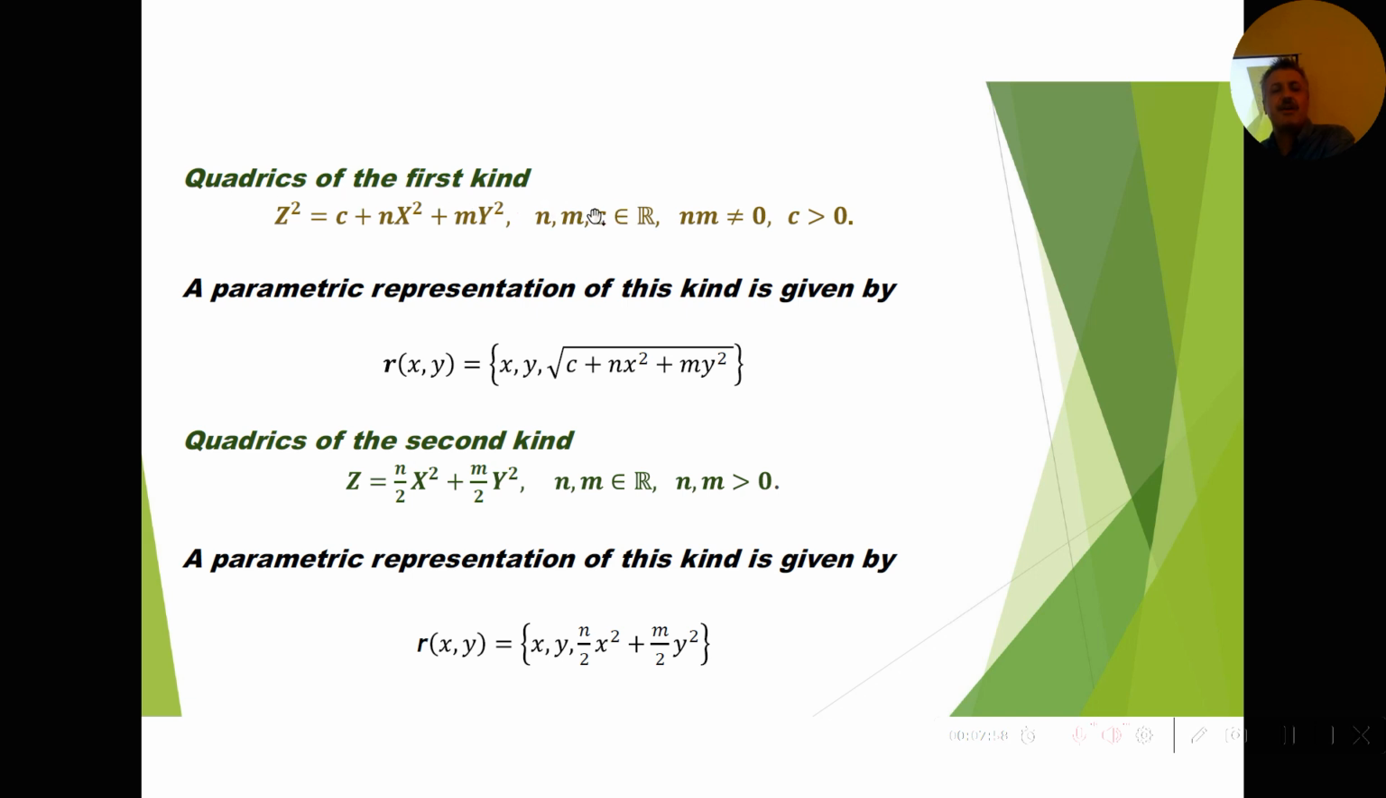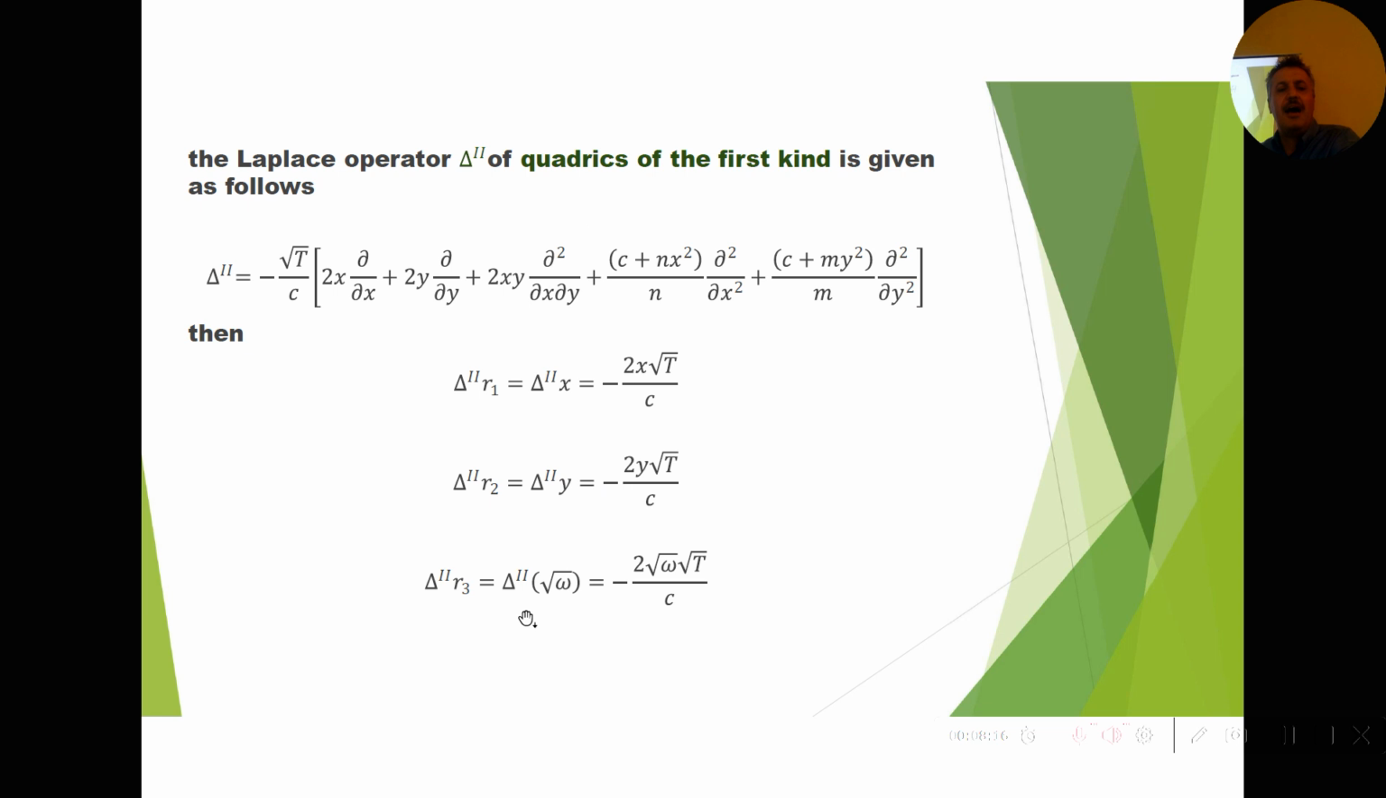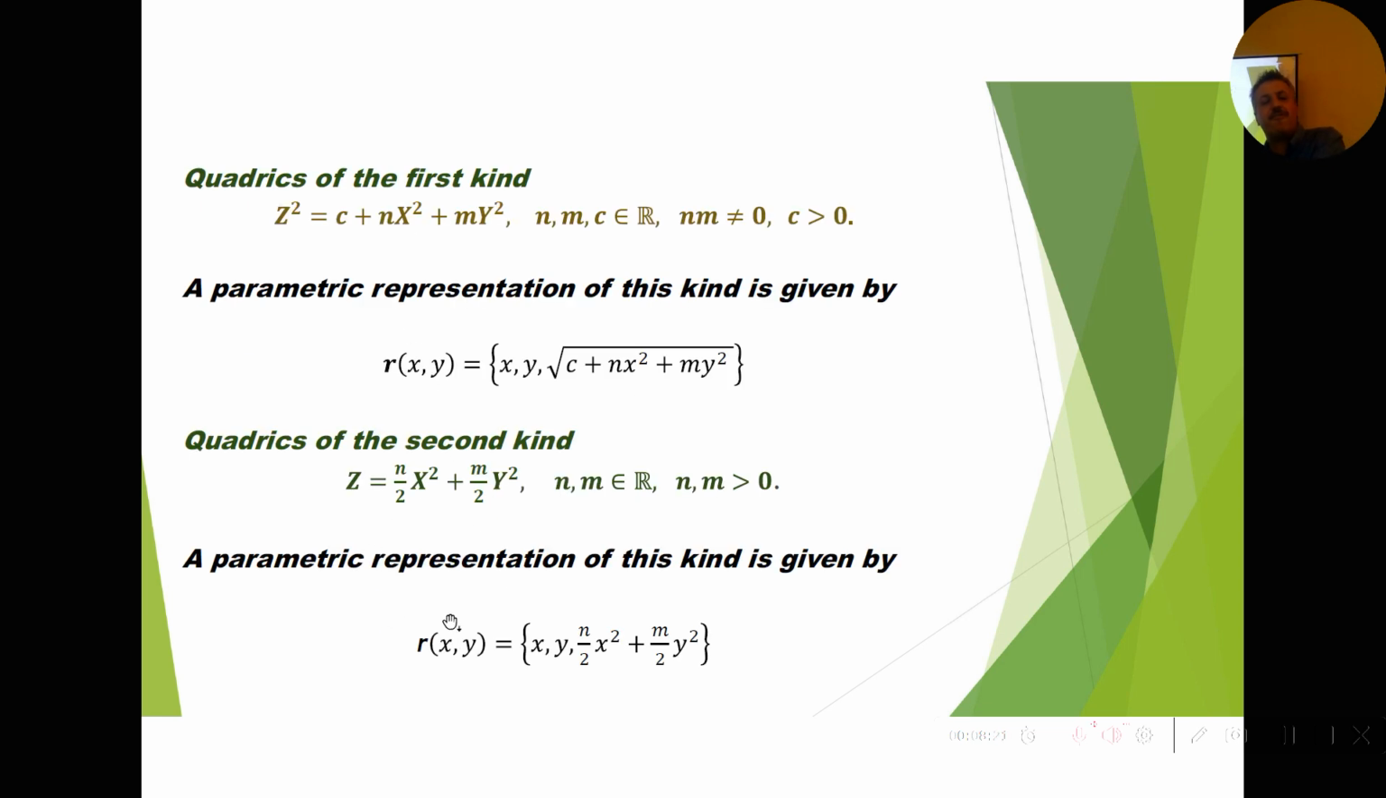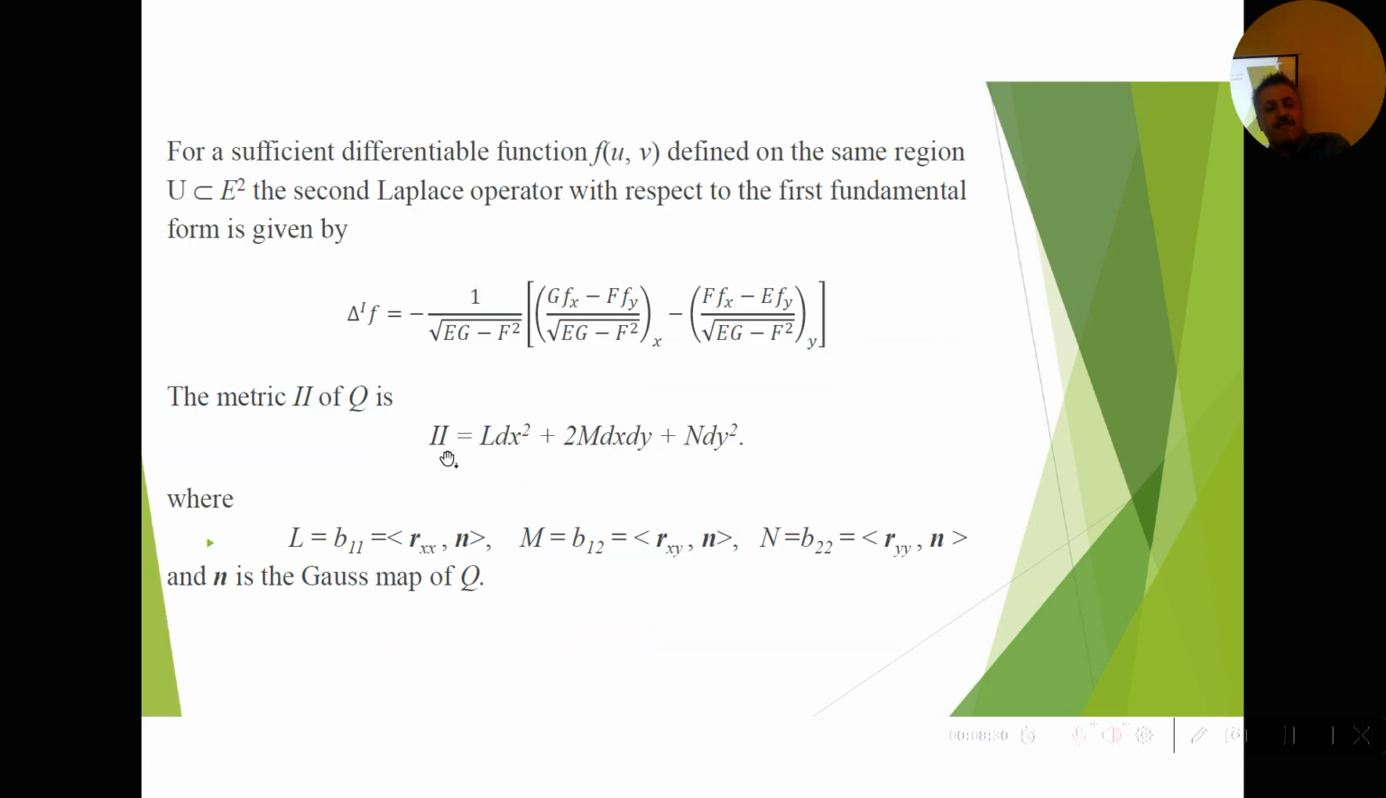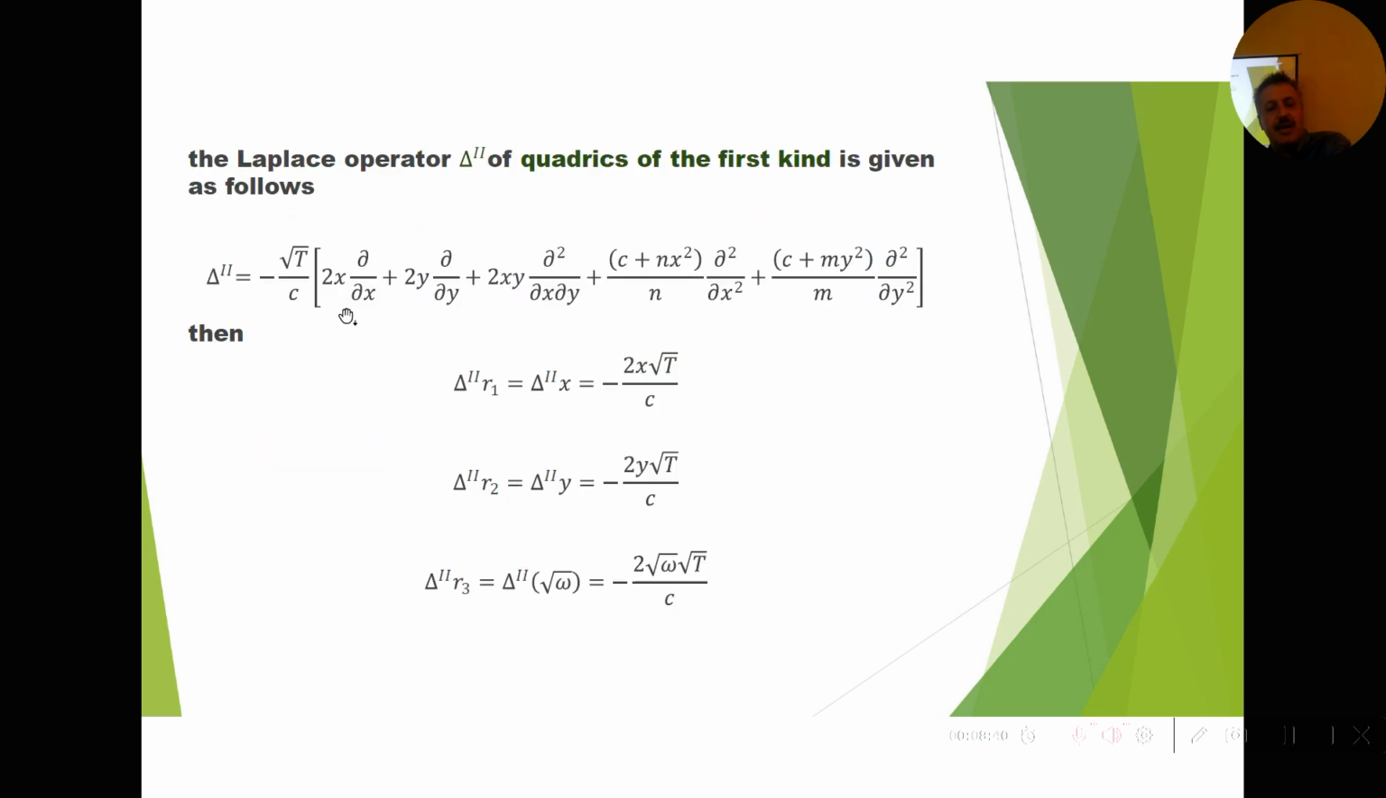Quadric surfaces of the first kind have this form, and a parametric representation can be found as follows. Those of the second kind have this form, with a parametric representation given in this relation. So we have to find the Laplace operator with respect to the second fundamental form. We first must find the second fundamental form from here, where L equals this relation, and M and N, and we insert these relations in the Laplace operator. Finally, we find delta with respect to the second fundamental form for the first component of the surface, equal to this, for the second component equal to this, and for the third component equal to this relation.